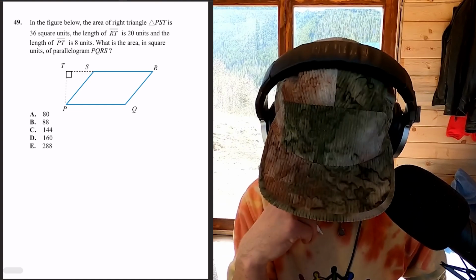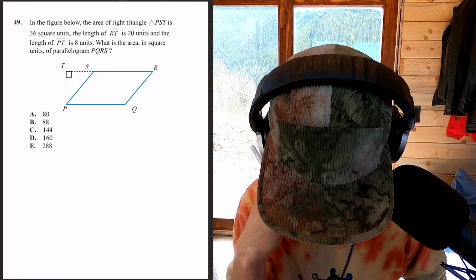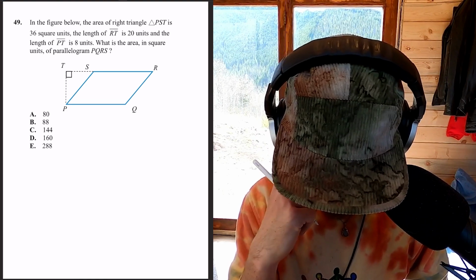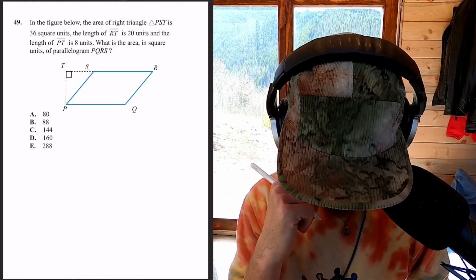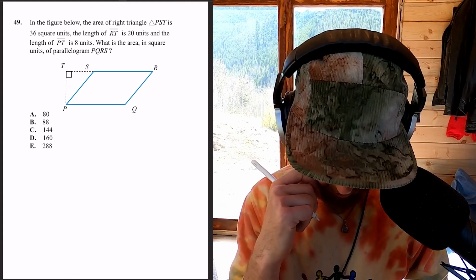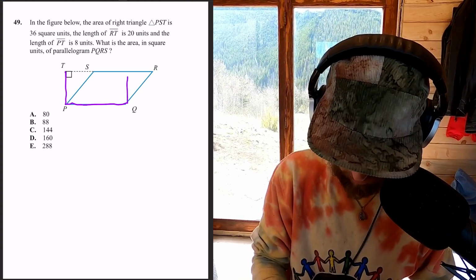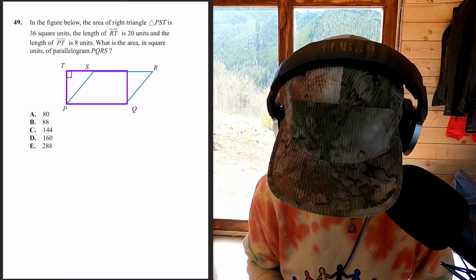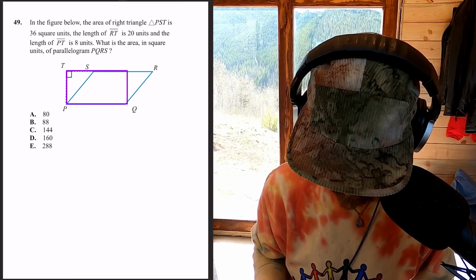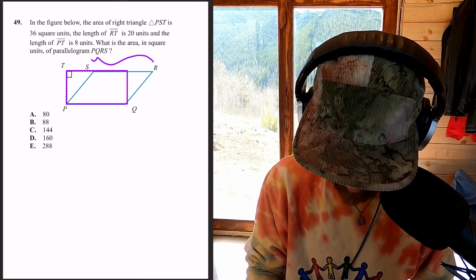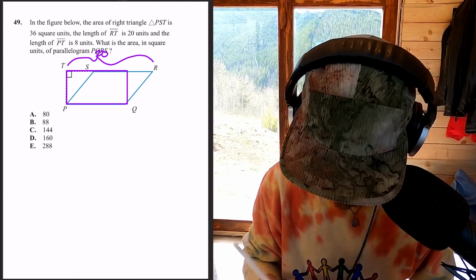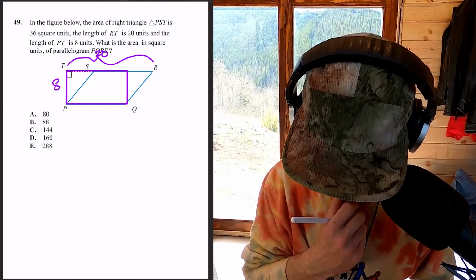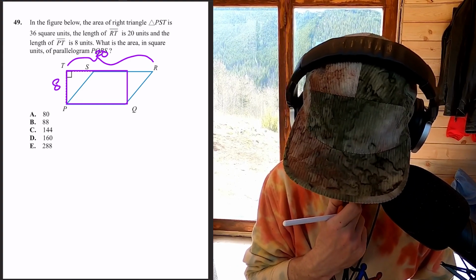All right, in the figure below, the area of right triangle PST is 36 square units. The length of RT is 20 units, and the length of PT is 8 units. What is the area in square units of the parallelogram? The area of a parallelogram is the same as the area of the rectangle that the parallelogram shifted from. So let's keep that in mind. RT is 20, so this whole thing is 20. And PT is 8.